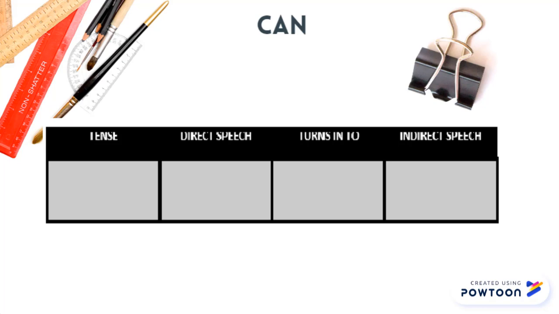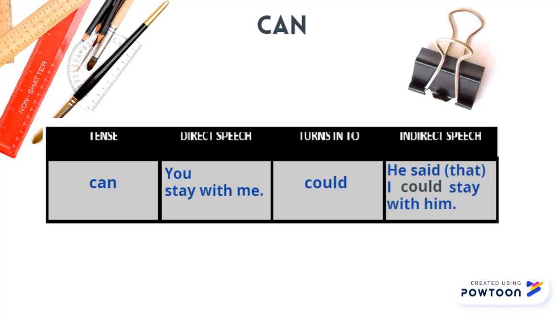Let's continue with can. Direct speech turns into indirect speech. Can turns into could. Direct speech, you can stay with me. Indirect speech, he said that I could stay with him.